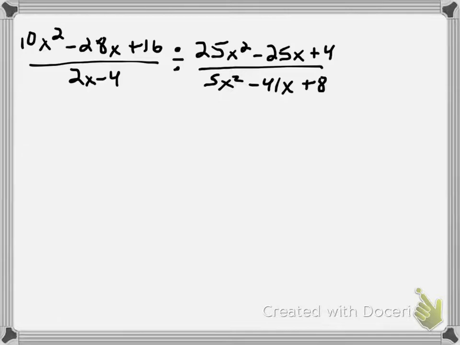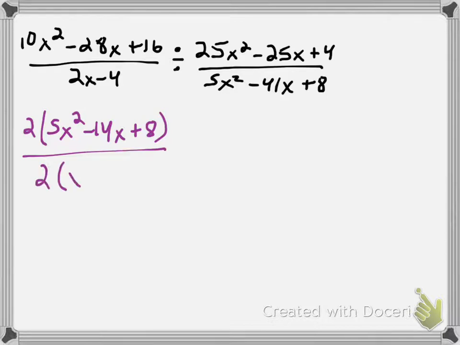First, we have to factor everything. Now, I will show us how to factor these types of quadratics. So first, I'm going to pull out a greatest common factor of 2. That leaves me with 5x squared minus 14x plus 8.